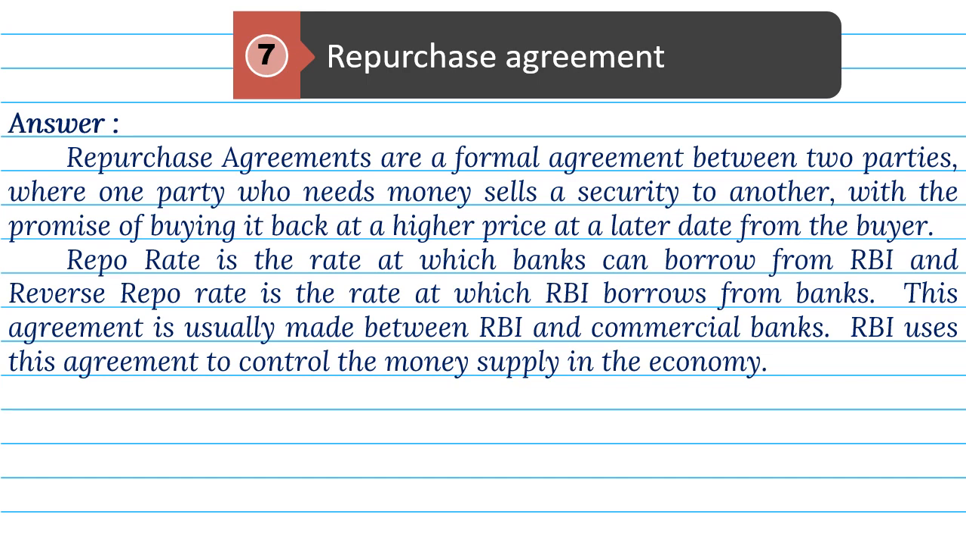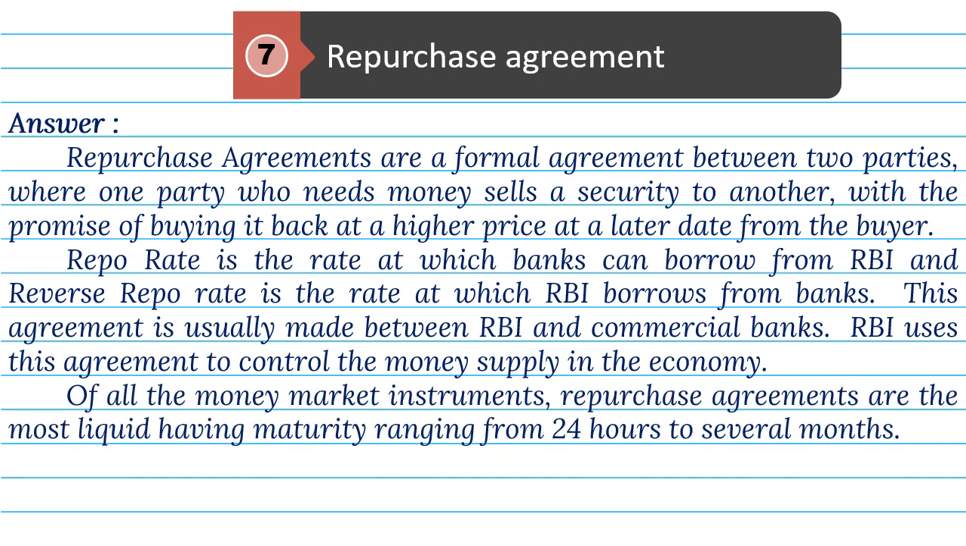This agreement is usually made between RBI and commercial banks. RBI uses this agreement to control the money supply in the economy. Of all the money market instruments, repurchase agreements are the most liquid, having maturity ranging from 24 hours to several months.